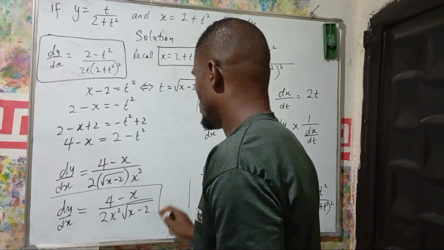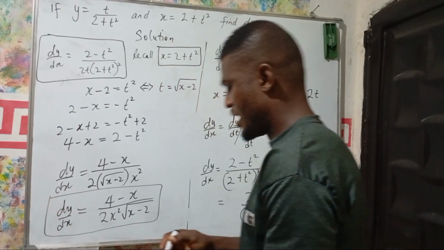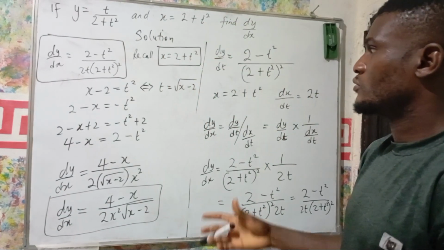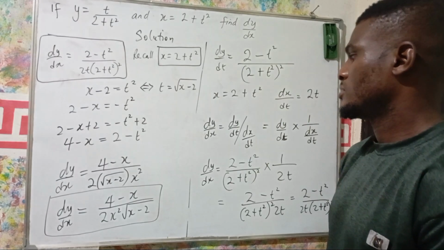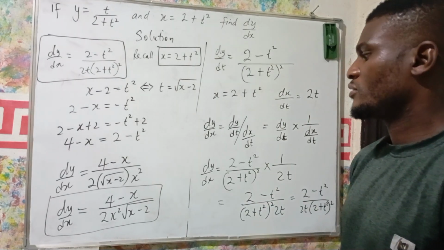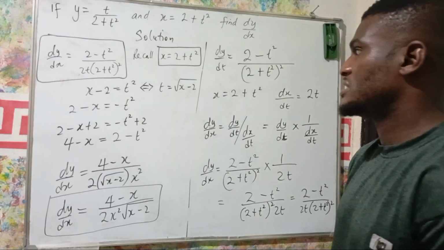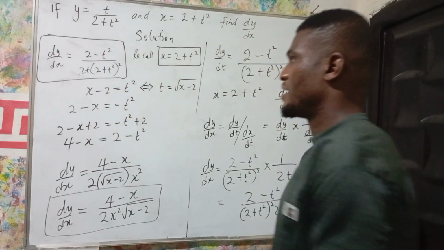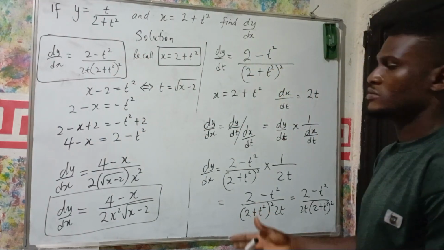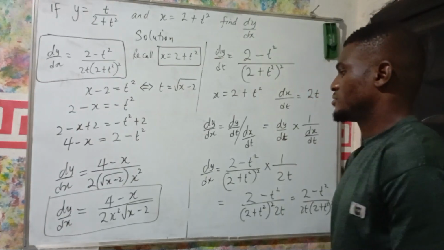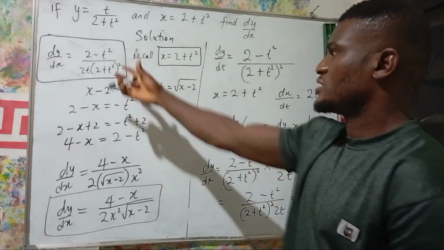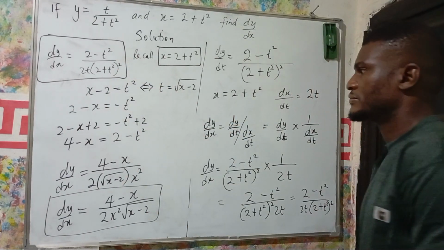Alright, so depending on the question, if we are asked to find dy/dx in terms of x, keep it this way. If we're looking for dy/dx in terms of t, keep it this way. And if the question does not specify which term you should keep it in, it's best we keep it in terms of t here.